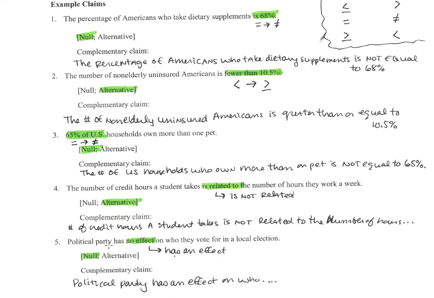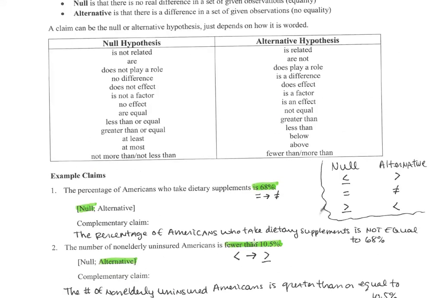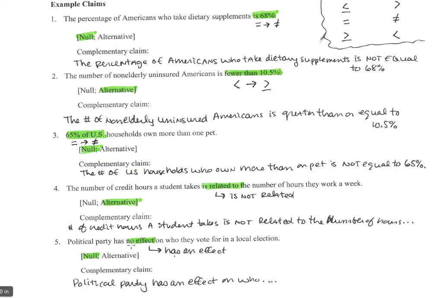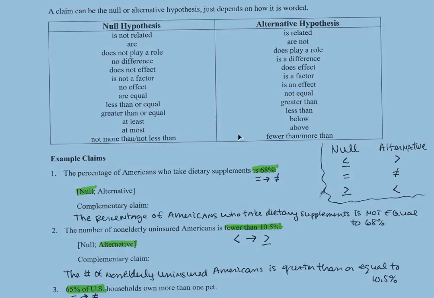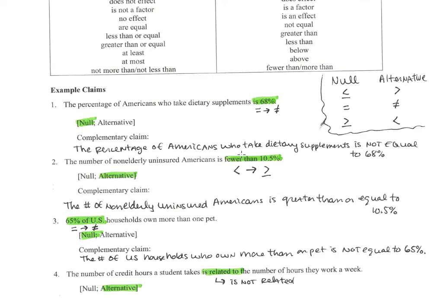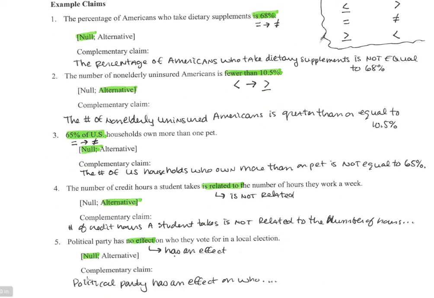All right, then political party has no effect on who they vote for in a local election. So no effect is a null hypothesis. There's the null, and the complementary, you would just go across, and there is an effect. Sorry, it didn't copy evenly, but political party has an effect, instead of no effect, on who they vote for in a local election.